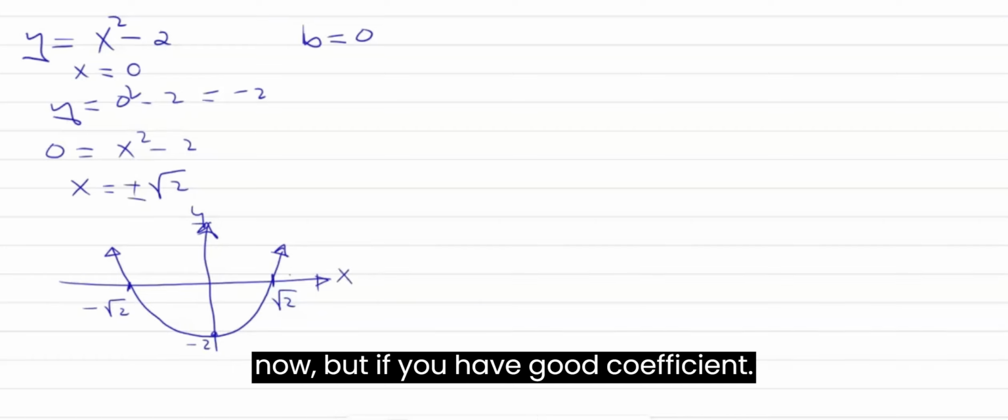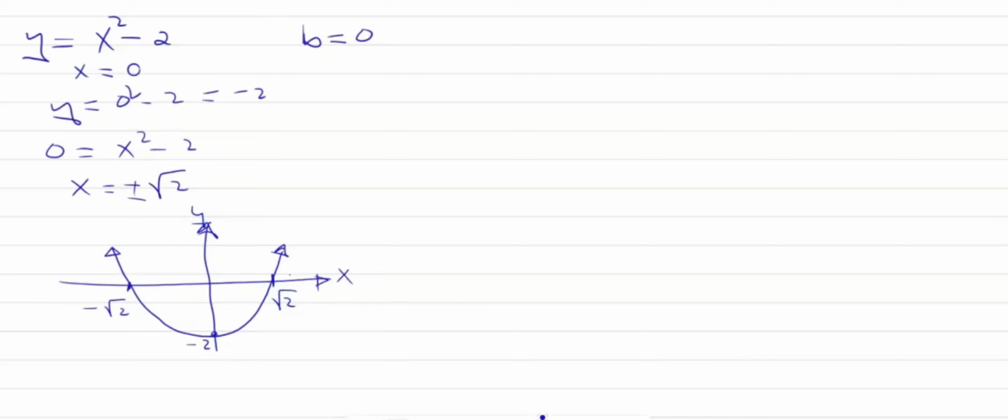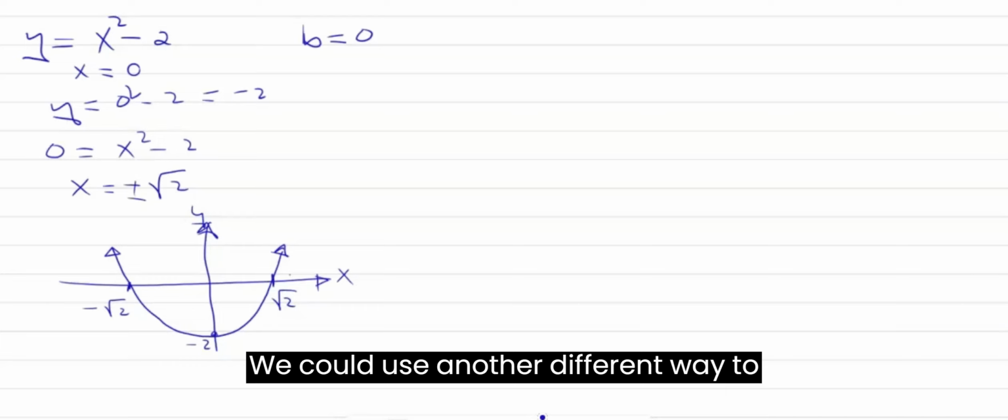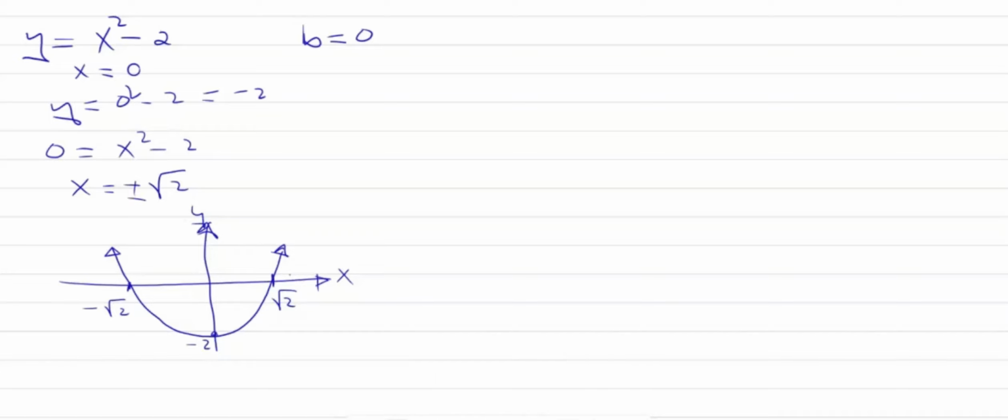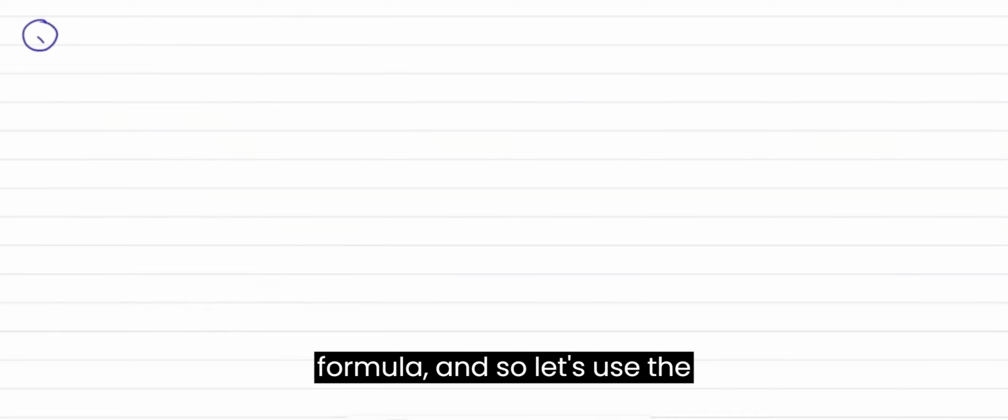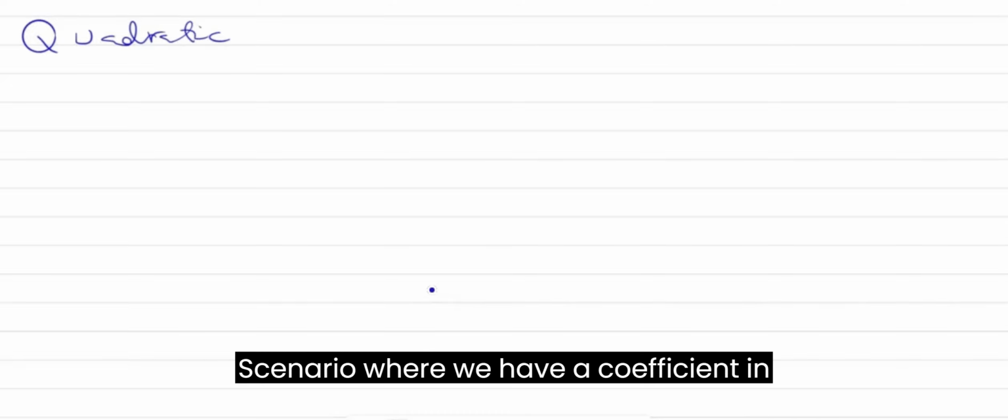And how about if you have got a coefficient in front of the x squared? So that is, we could use another different way to do that. So let's have a look at another example on that. So that we could use the quadratic formula, and so let's use the quadratic formula. Another scenario where we have a coefficient in front of the x squared.